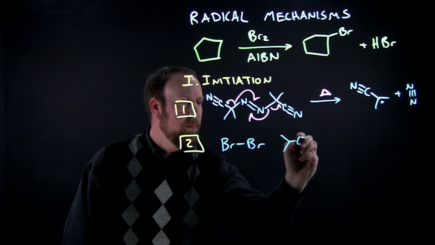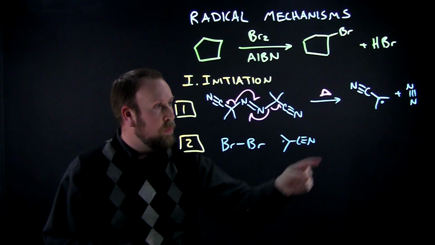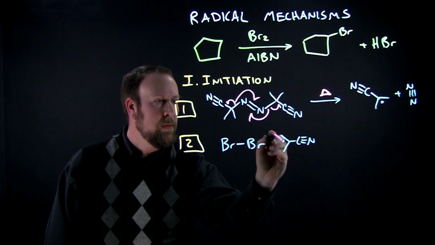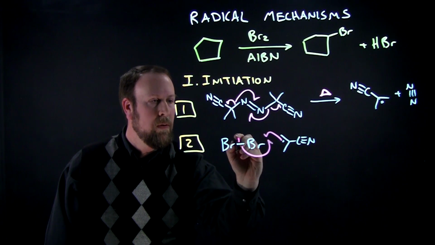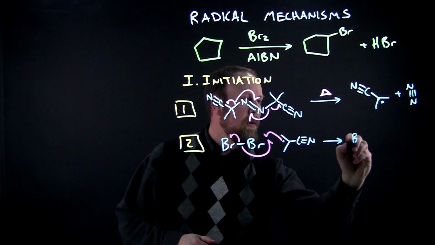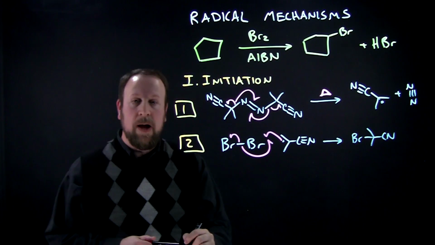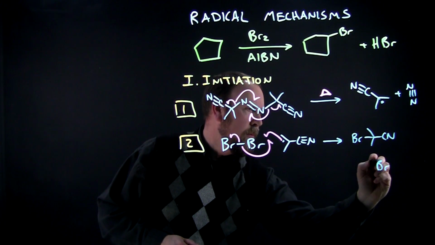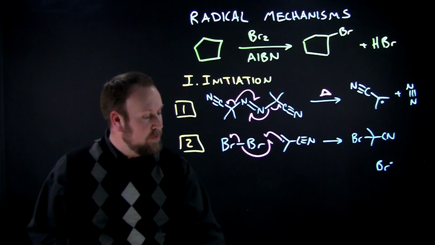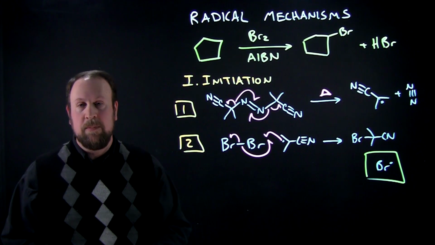In our second step, this radical we generated in our first step is going to react with our Br2. And what we generate from there is a brominated byproduct. But we also generate this bromine radical. And it's this bromine radical that we're going to need to use in our propagation steps.